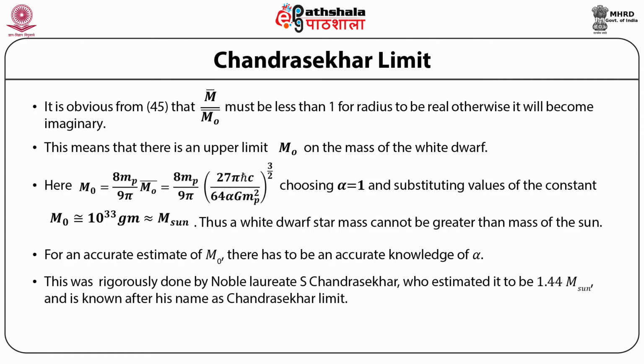This was rigorously done by Nobel laureate S. Chandrasekhar, who estimated it to be 1.44 times the mass of the sun, and it is known after his name as the Chandrasekhar limit.